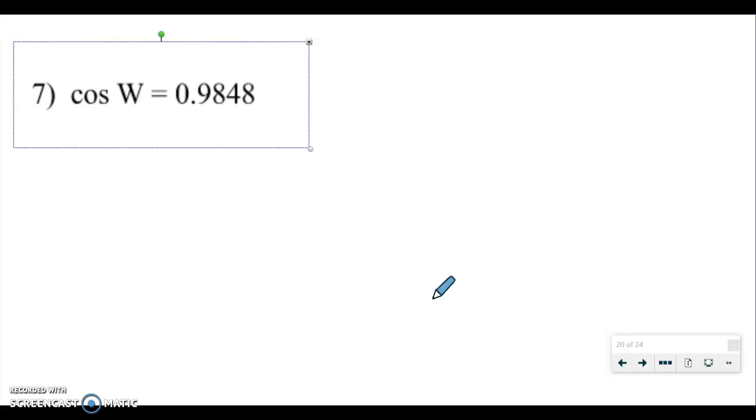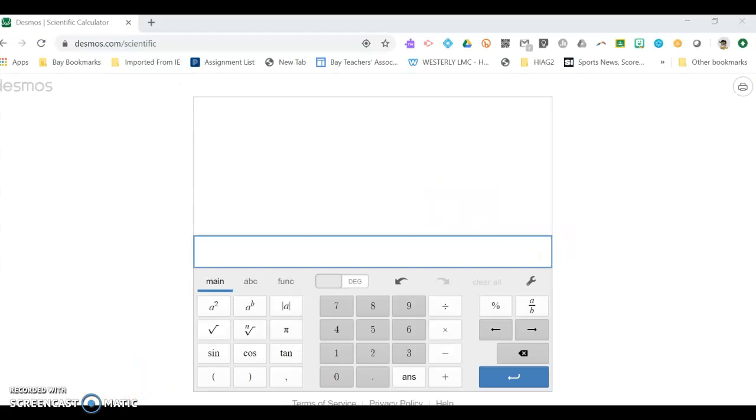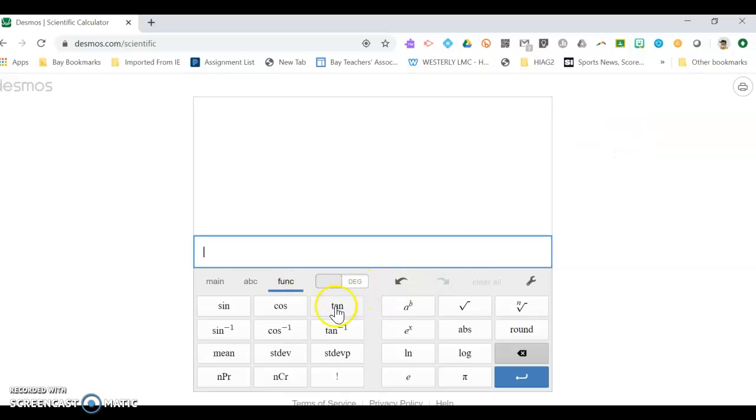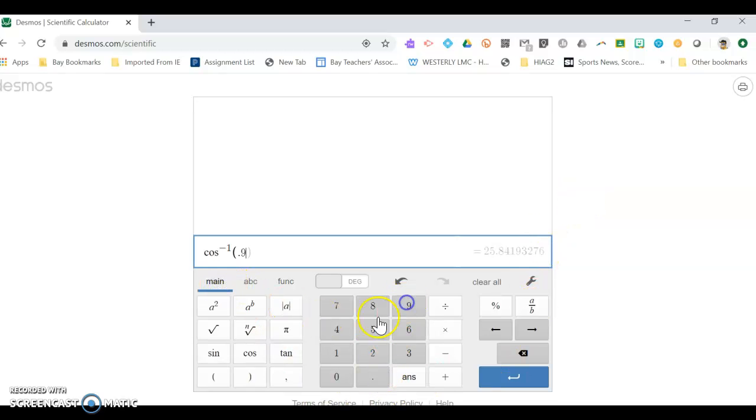So I can play the game of guess and check, and I can plug values in place of W to do that. Or I can go back to my calculator, desmos.com/scientific, press my function, and because we were dealing with the cosine function, I'm going to press cosine -1, and then 0.9848. Okay, so it looks like it's about 10 degrees.